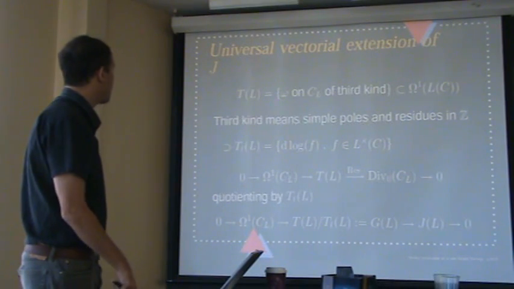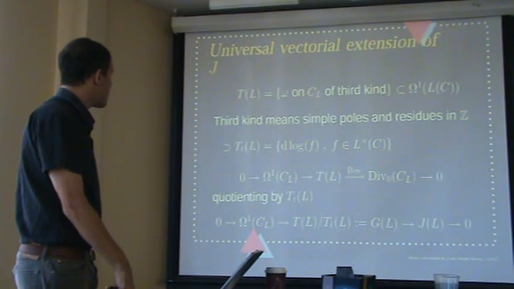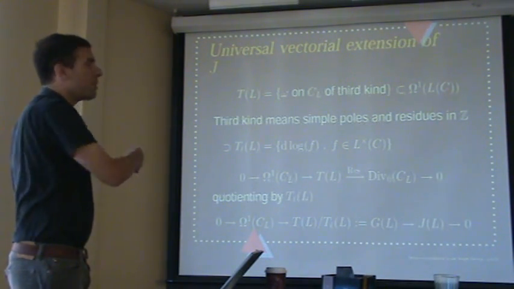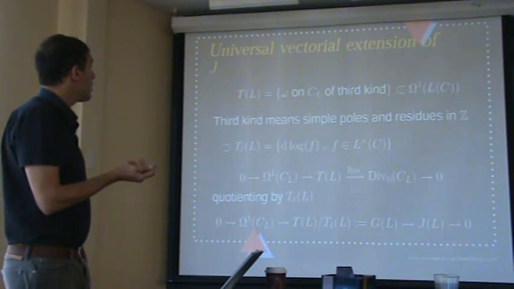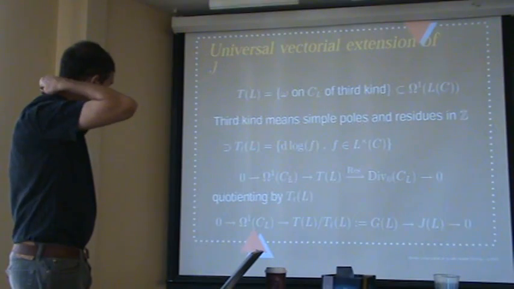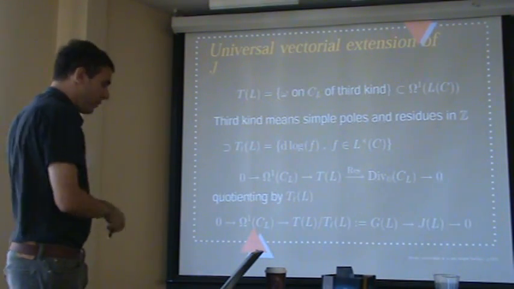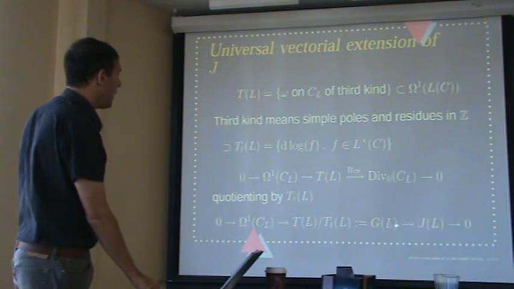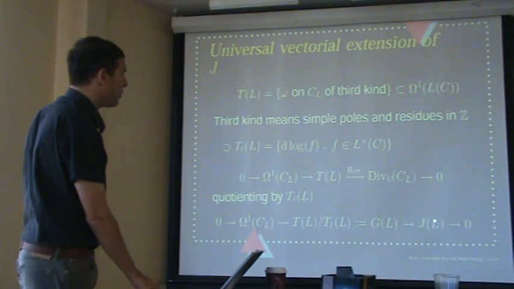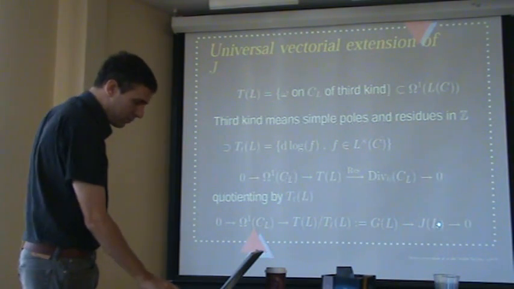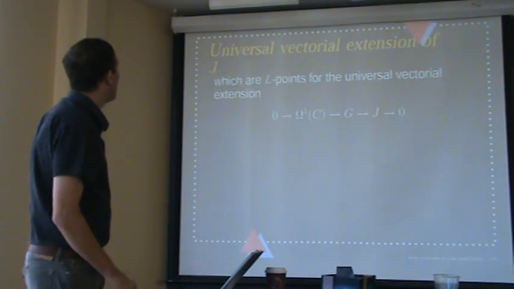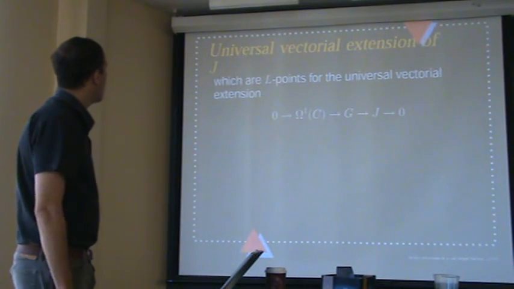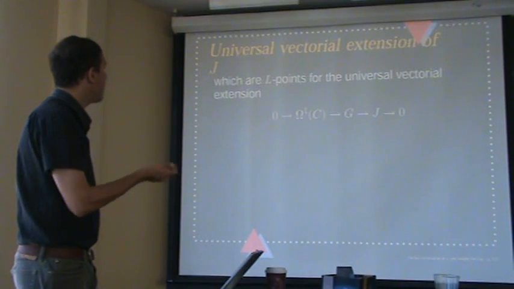Now if I quotient out by the logarithmic forms, the residue divisor of d log of f is just the divisor of f. So what I really get is the holomorphic differential forms, and then this quotient, which I'll call G of L, and the quotient maps to the L-points of the Jacobian. Now you can show that this is actually an algebraic description. It's actually a map of group schemes.